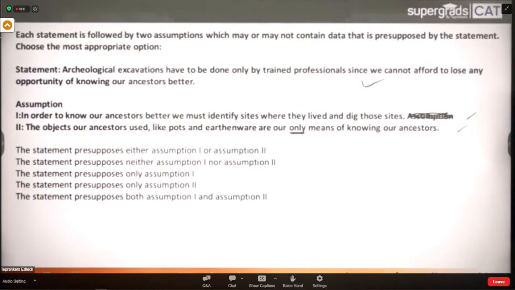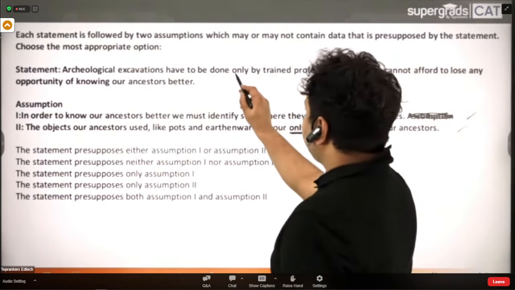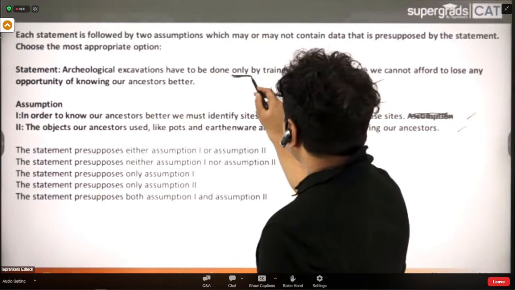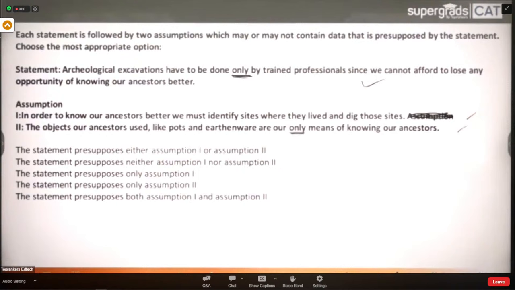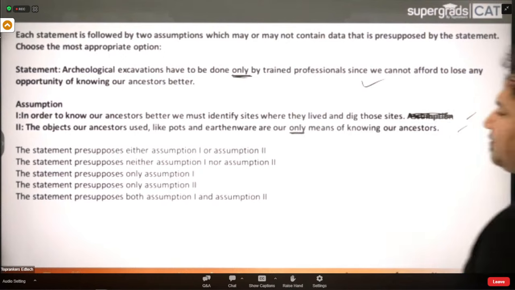Tell me something. The word "only" here, in "only by trained professionals", is it a useful word? Yes or no? From this, trained professionals would better identify the exact sites. Of course, cool, very good.